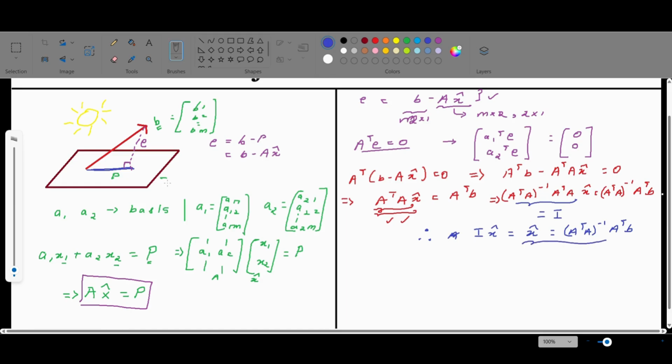You have X cap with you. You already have A with you defined. Those two are defined. So you can easily find this projection vector P.